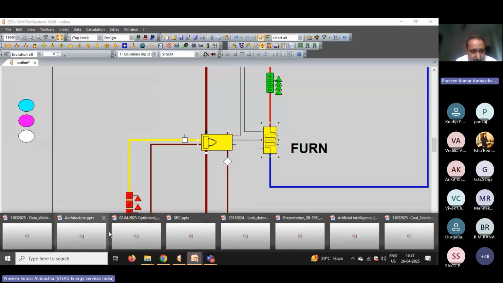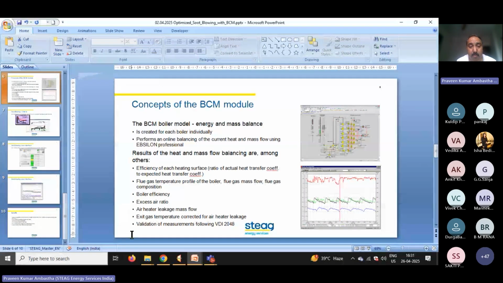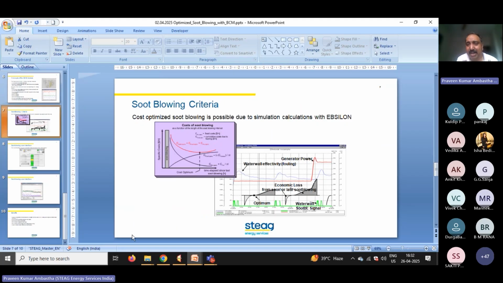Now I will come to my module. Then the efficiency of the heating surface we got. Then we got the flue gas temperature profile and flue gas mass flow. Then we get the boiler efficiency. Then we take the excess air. Then we take the air heater leakages and exit temperature. So these are the criteria that are taken into account.